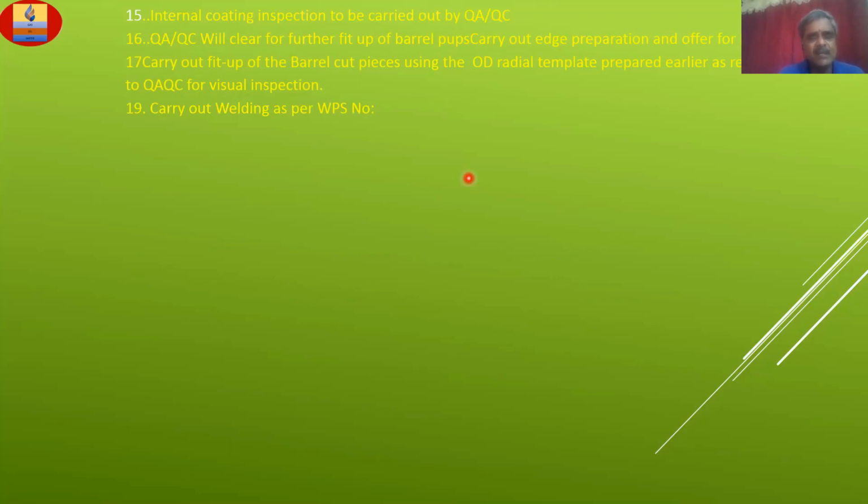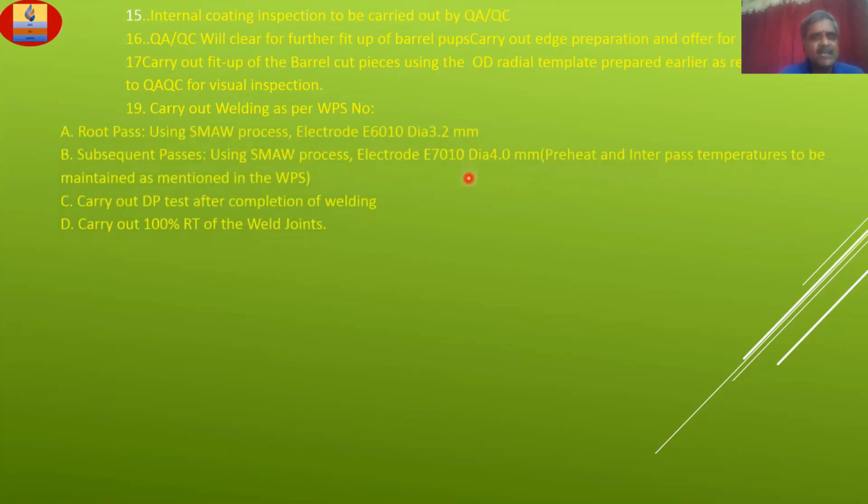Carry out welding as per WPS. A root pass using SMAW, and subsequent passes using SMAW process. Maintain preheat and interpass temperatures as per WPS. Carry out DP test after completion of the welding. Carry out 100% RT of the weld joints. This electrode diameter and this process should be as per WPS only. I have mentioned this only for information purpose, keeping in mind that it is carbon steel material.